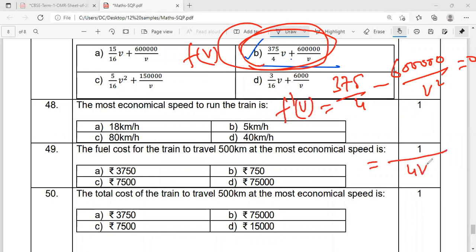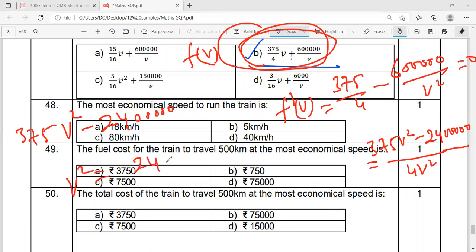That means when we take LCM 4v square, now this is 375v square minus 6 into 4, which should be 24 lakh. That should be 0. This is 0 means what we are getting is 375v square minus 24 lakh. So your v square equals 24 lakh divided by 375. How much do you get? When you cancel this, you can cross it out.